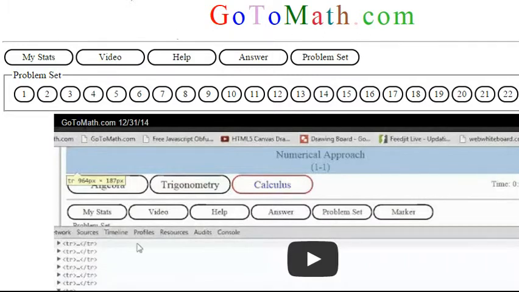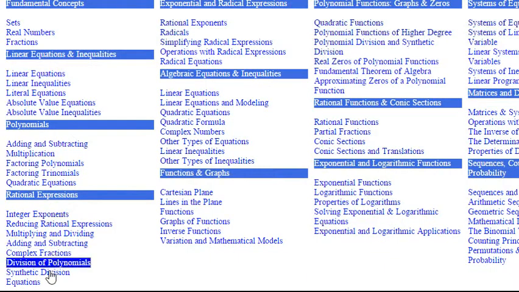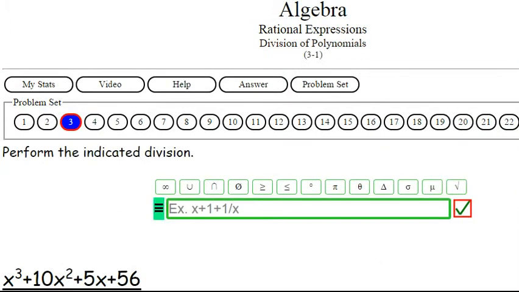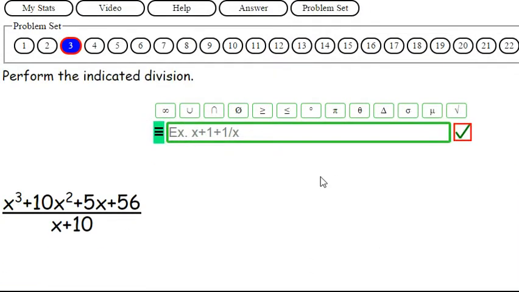Okay, we're over here, gotomath.com. Click on the algebra. Let's go down to division of polynomials, and I'm going to show you how easy this stuff is. It's not too bad at all.